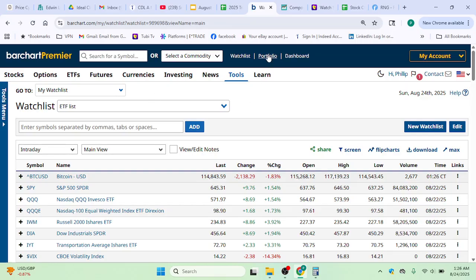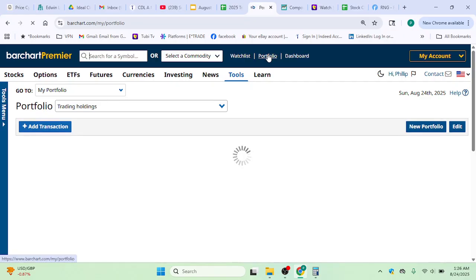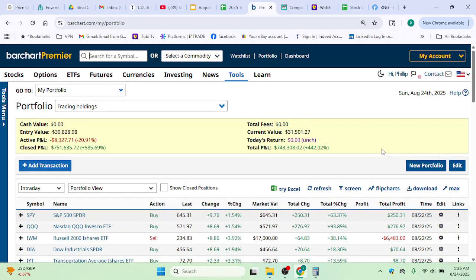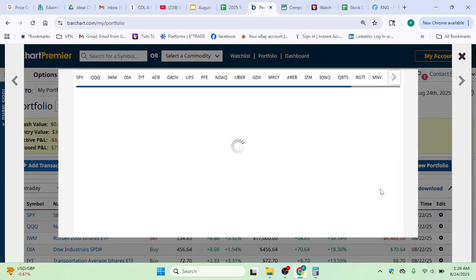If we look at some of my holdings, I can give you guys here just a few trade ideas as far as giving back for individual stocks.